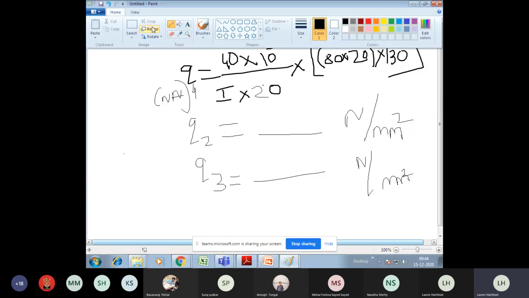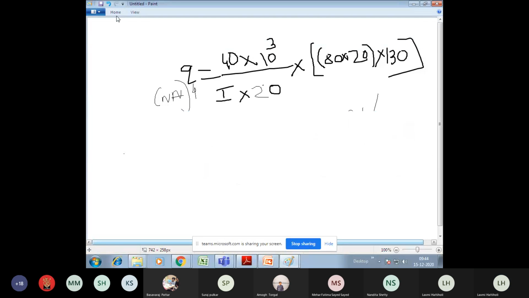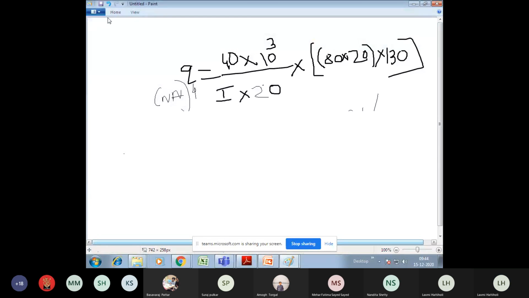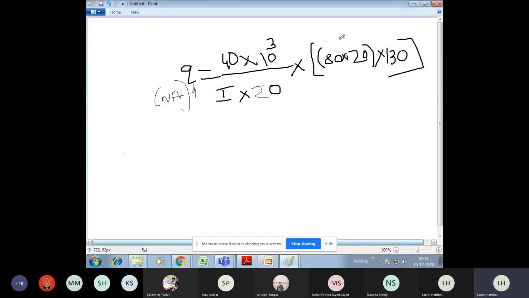Into A into Y bar. Let me explain this. See, A into Y bar, this is my first part. This remains the same. This is A1, this is Y1. Correct? Plus, I have not completed.